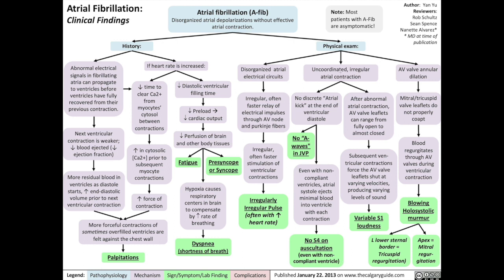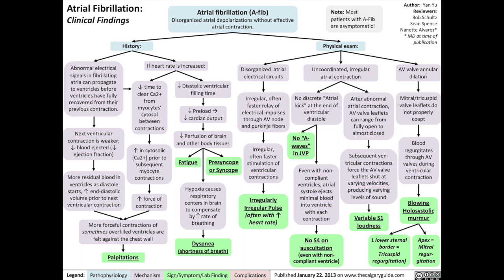An uncoordinated, irregular atrial contraction also means that after an abnormal atrial contraction, the leaflets of the atrioventricular valves can range from fully open to almost closed. Subsequent ventricular contractions force the AV valve leaflets to shut at varying velocities, producing varying levels of sound. And because the shutting of the AV valves is what leads to the first heart sound, the S1, this means that in atrial fibrillation, there will be variable S1 loudness.